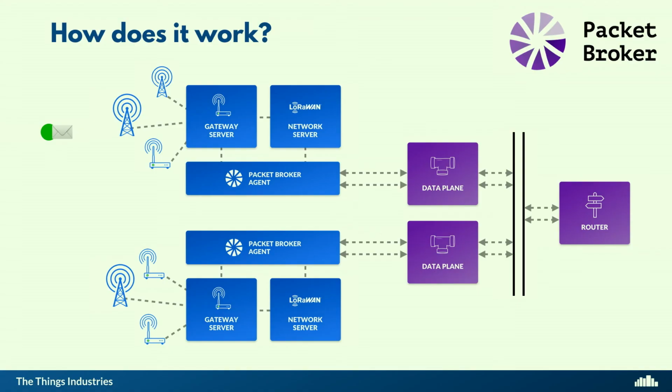So how does it work? If the device is seen by another gateway, traffic goes to gateway server, which says, okay, this message is not for my network, offloads it to packet broker agent, sends it to the data plane, picked up by the router, sent back to another data plane instance, and then sent to the home network. It's very simple.